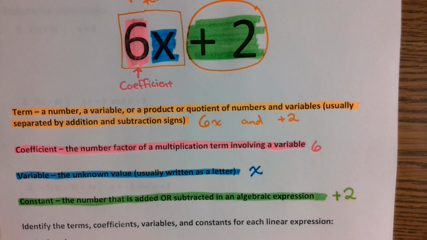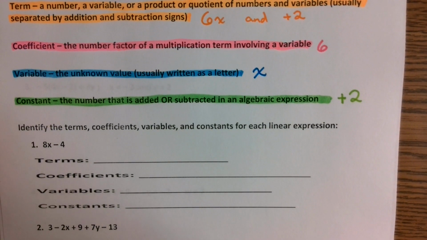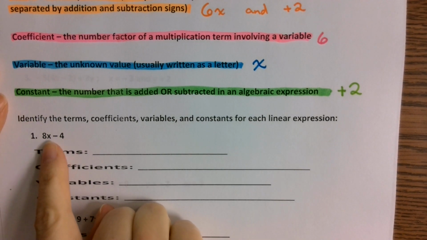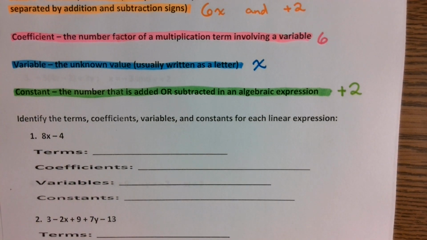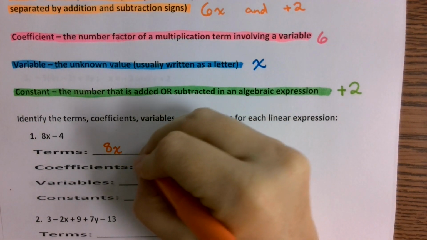All right, so what we're going to do here, we are going to identify at the bottom how many terms we have. We're going to identify what the coefficients are, what the variables are, and what the constants are. Okay, so in my first problem, I have 8x minus 4. Who can tell me what is the first term in this expression, Gavin? 8x, very good. So 8x is the first term in this expression.